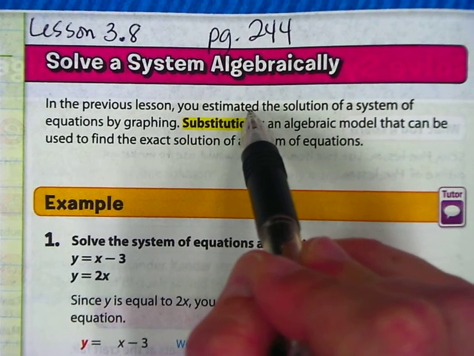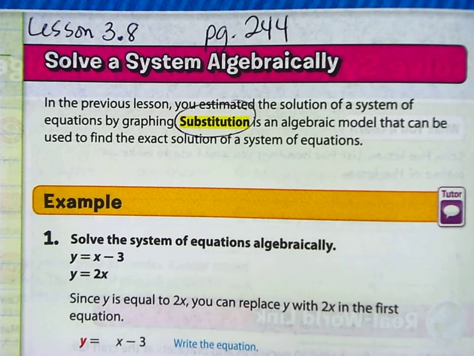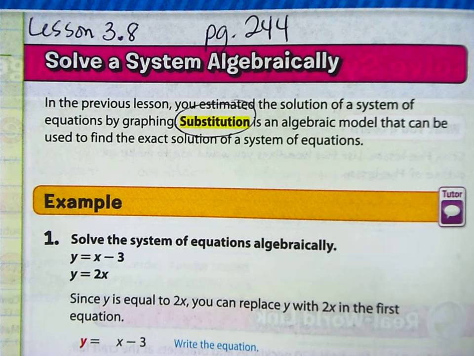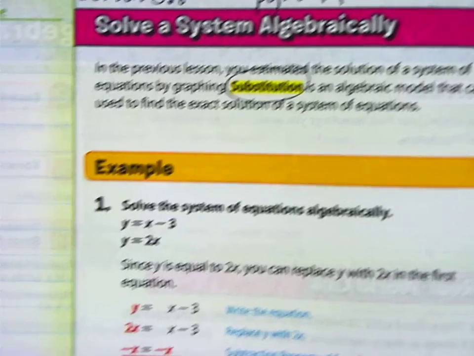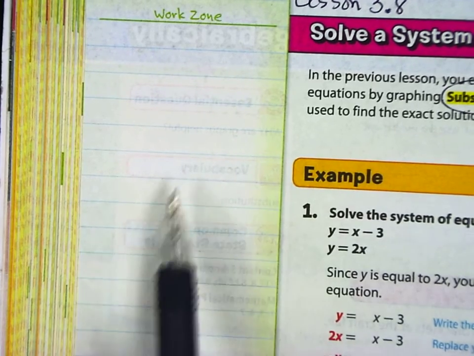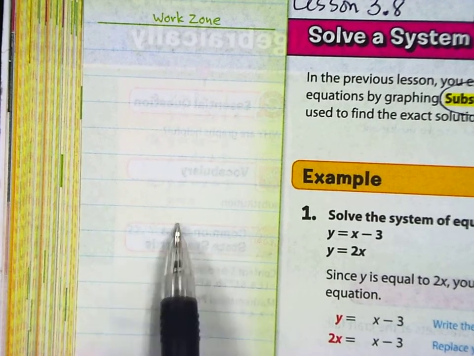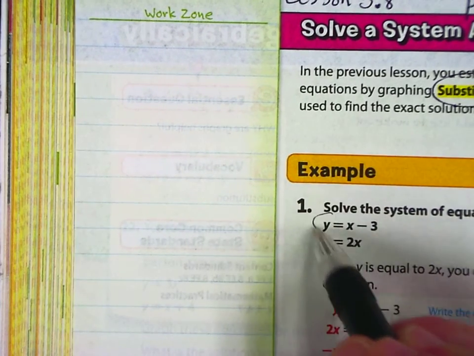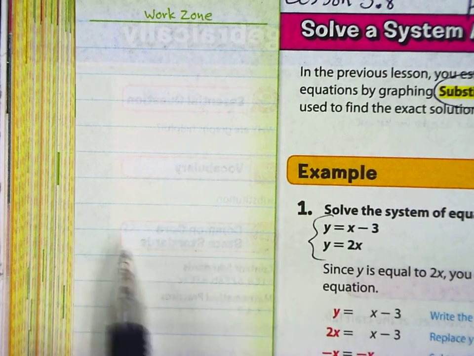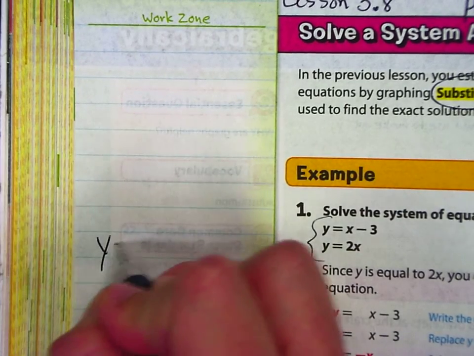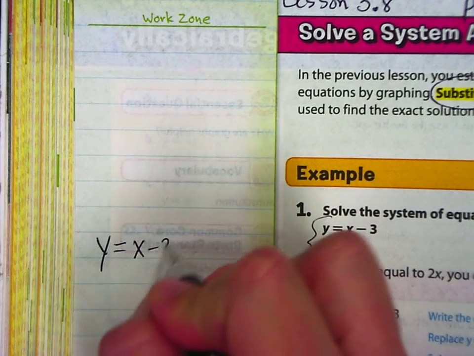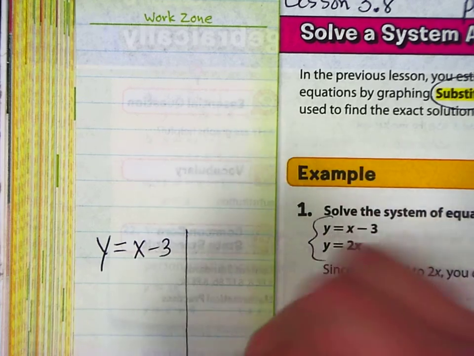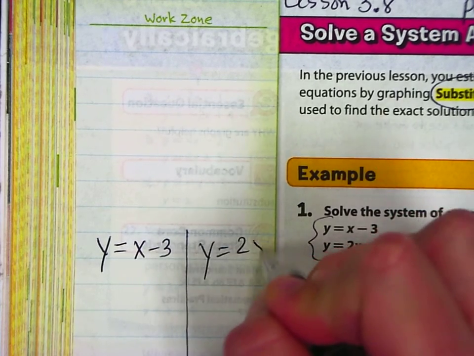So we're going to use what we call substitution. We're going to substitute the answer of one equation in for the letter in the other one. So the easiest way, if you're on page 244, do this first problem with me right here in this left-hand column. You're going to take your system and write these two equations side by side. So write y equals x minus 3, and then draw a line, and then y equals 2x.